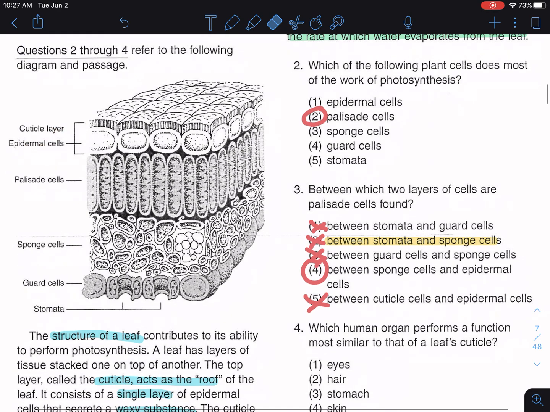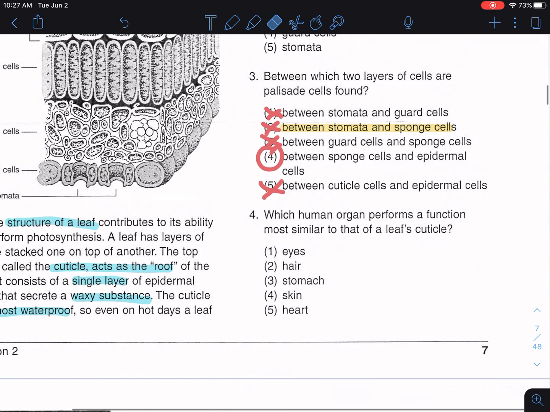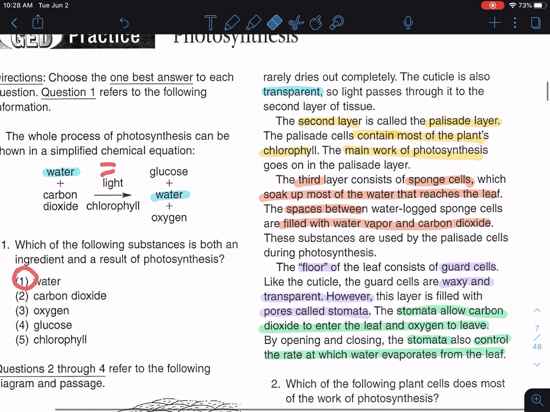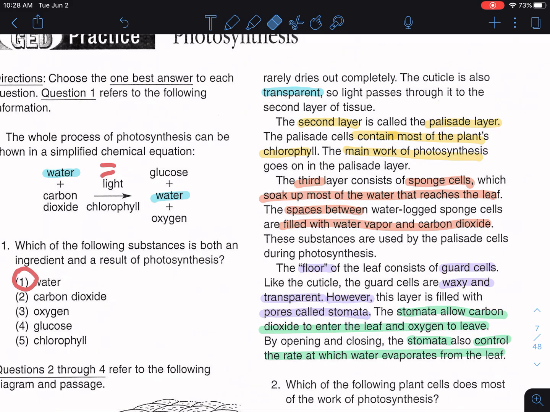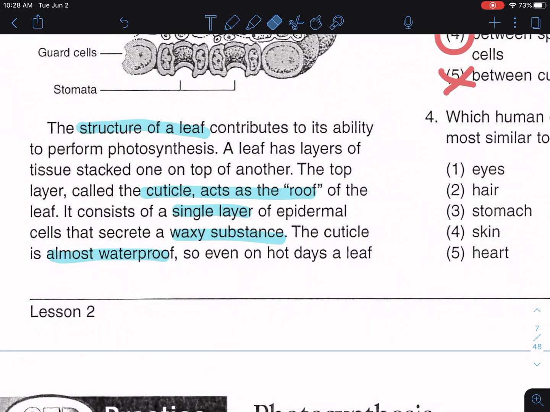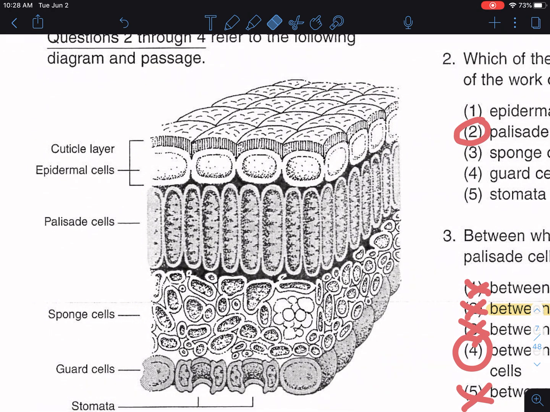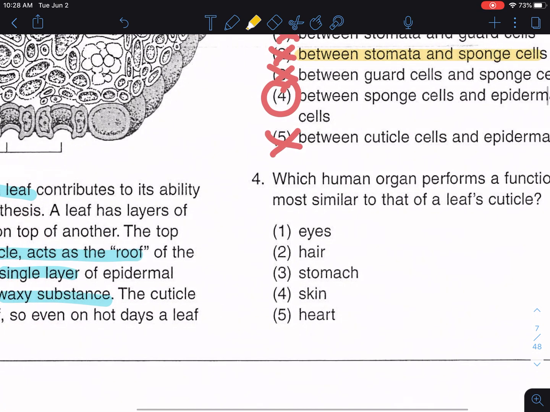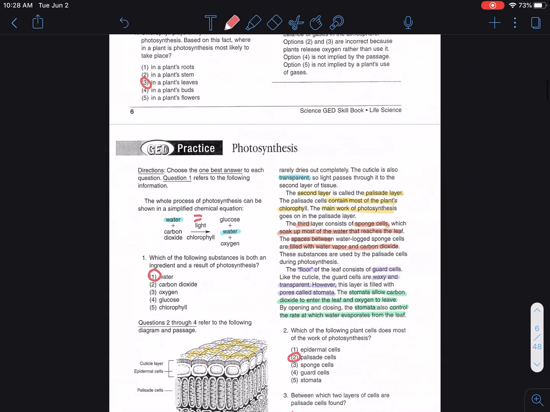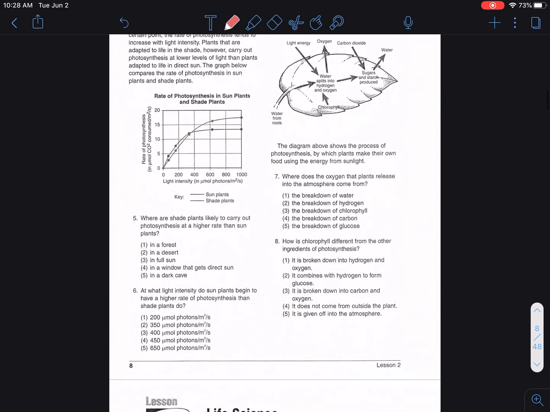Okay. Number 4. Which human organ performs a function most similar to that of a leaf's cuticle? So let's see what the leaf's cuticle does. I am looking for where it says cuticle. Acts as the roof of the leaf. So the top layer, this is the cuticle cell. So that would be, if I'm thinking about it, most like our skin. We can infer it's the outer layer that protects us, the skin. And this would be inferring.